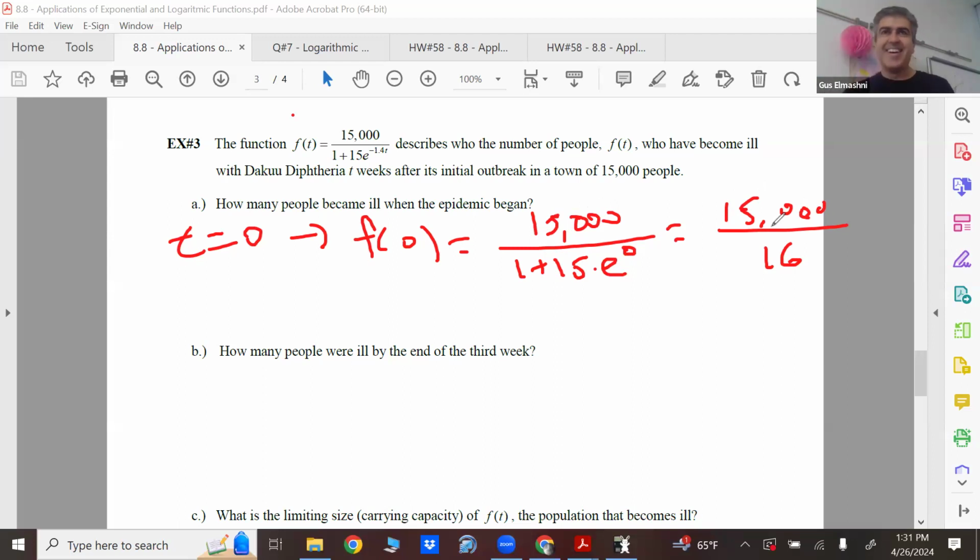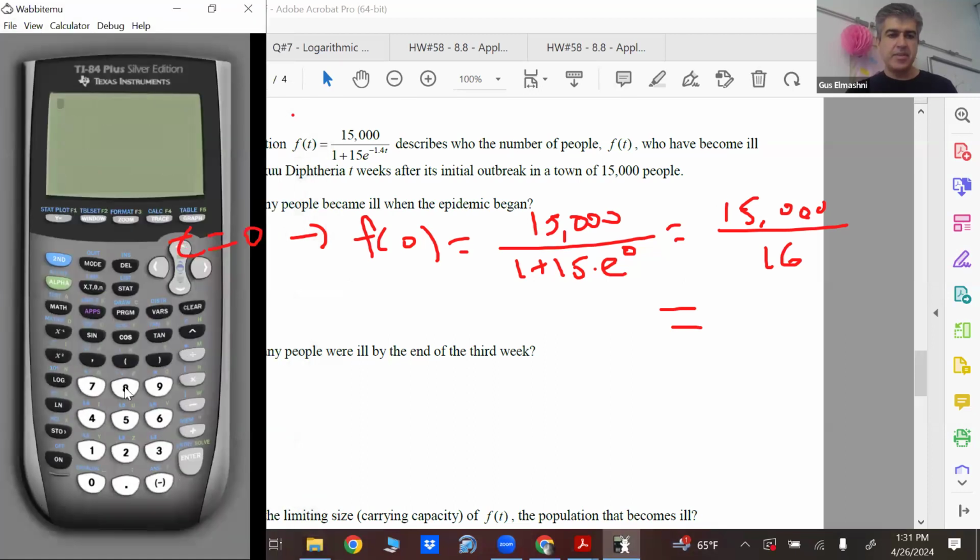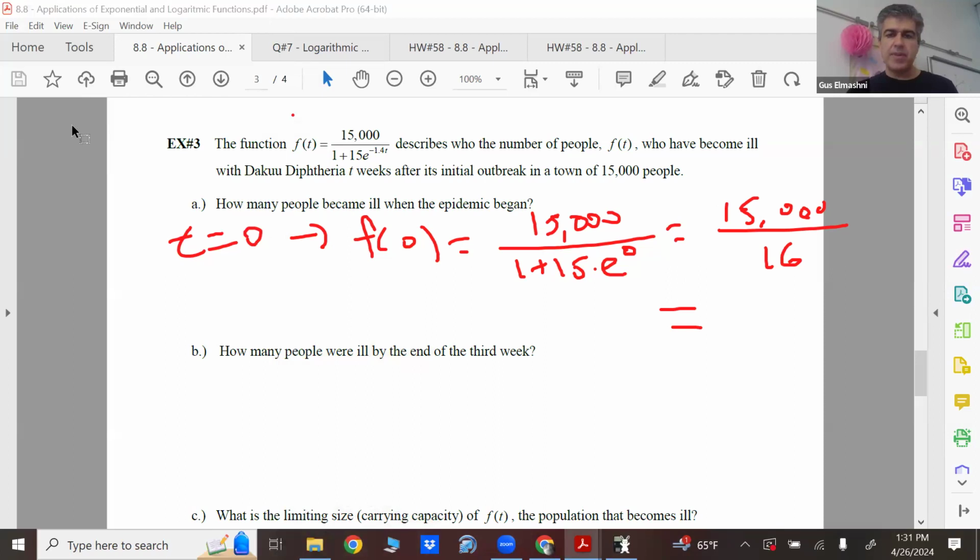Anyway, yeah, because the 15 is not part of that exponent, right? So let's use a calculator. 15,000 divided by 16. So, wow, 937.5 people. So we'll say roughly 938. We'll approximate it.